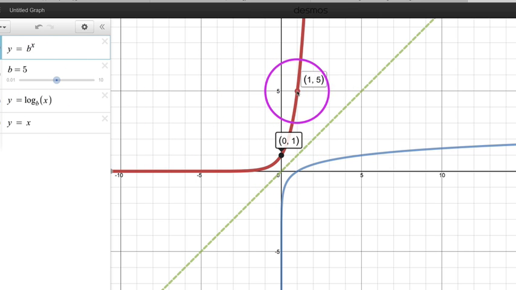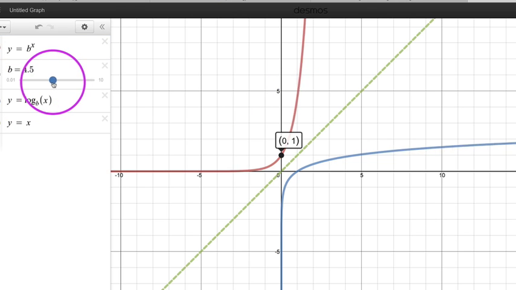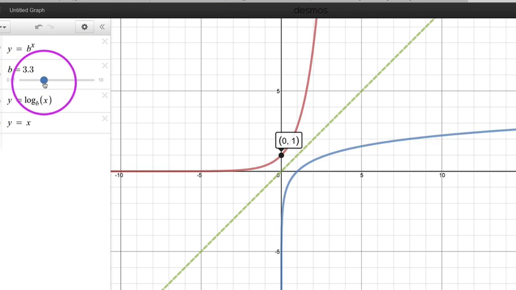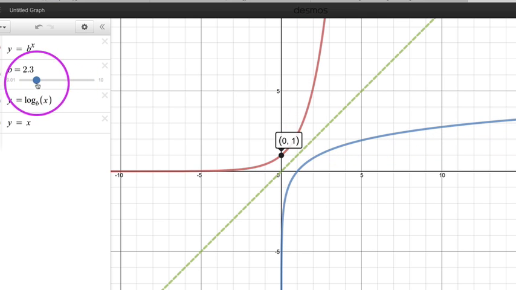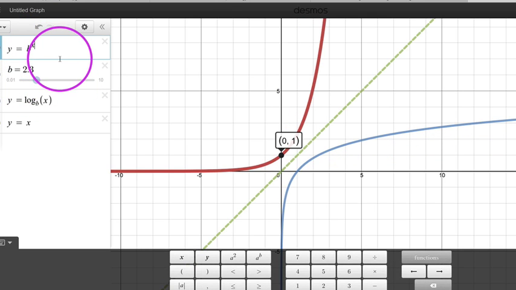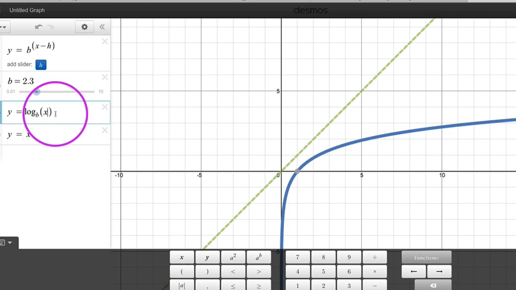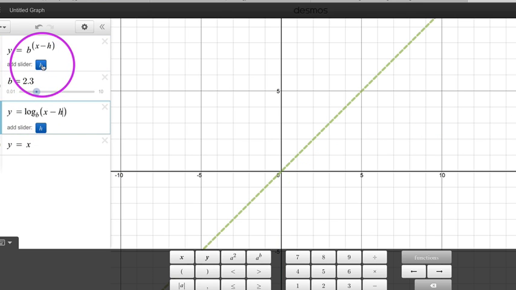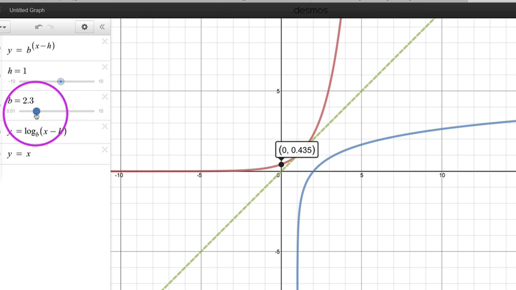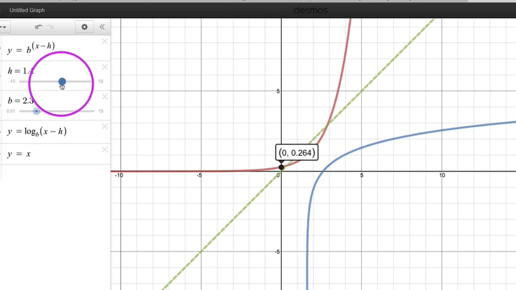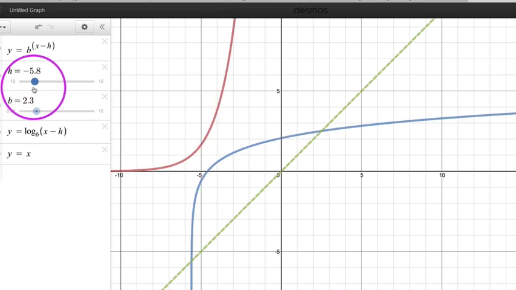You can see that, depending upon what your base is, that point would change, but you can see that our logarithmic graph and our exponential graph are reflected over the line y equals x. So when we put in a minus h with our x, and I also do that with my logarithmic graph, minus h, and we put in a slider for h, you can see that this h value shifts our graphs left and right, essentially.